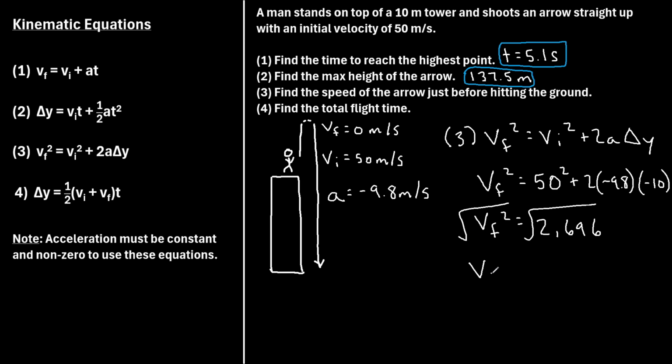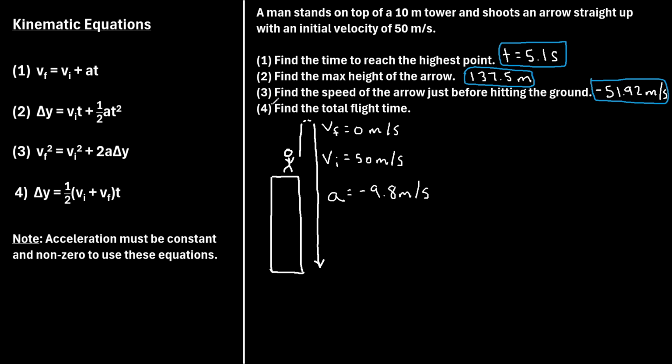To solve for the final velocity, we'll just take the square root of each side. And we'll find that the final velocity is equal to plus or minus 51.92. And we're talking about velocity, so that's meters per second. Because the arrow is traveling downwards, we're going to say that the final velocity is negative. So we're not going to use the positive result. Our final answer is going to be negative 51.92. Let's go ahead and write that up here. All right, now our very last question says, find the total flight time.